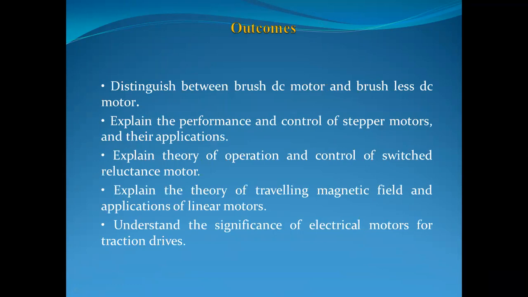These are the outcomes we are getting. First, distinguish between brush DC motor and brushless DC motor. A brush DC motor is nothing but a conventional DC motor. Here, the PMDC motor also has brushes. In the PMDC motor, we replace only the field system with permanent magnets compared to conventional DC motors. That is the distinction between brush DC motor and brushless DC motor.